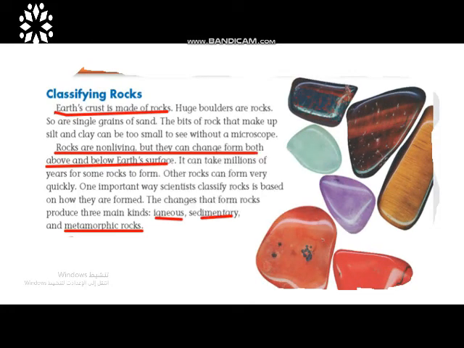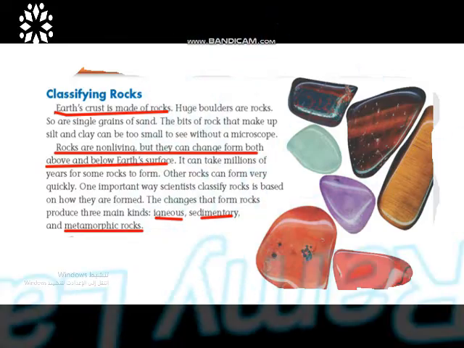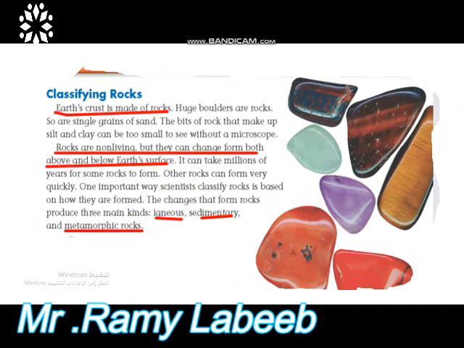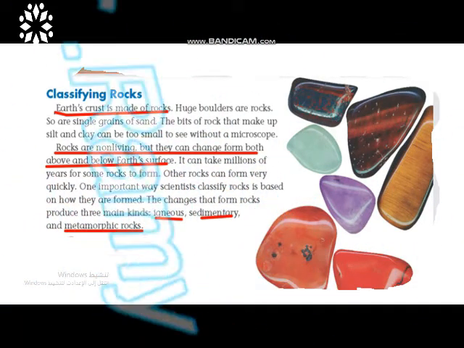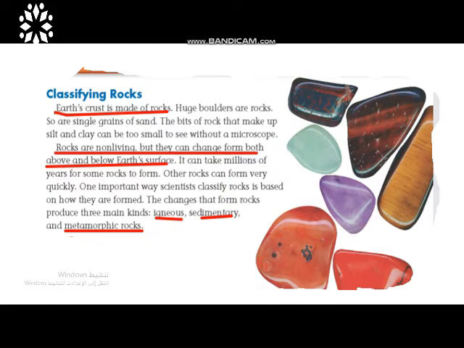That's the page of our book, and we made a summary of this paragraph. The Earth's crust is made of rocks. Rocks are non-living, but they can change from both above and below Earth's surface. The main kinds of rocks are igneous, sedimentary, and metamorphic rocks.